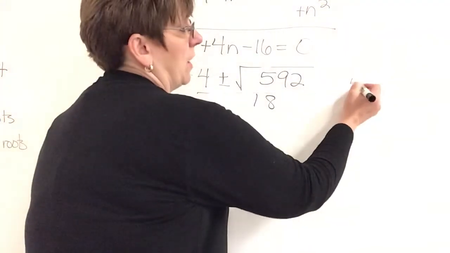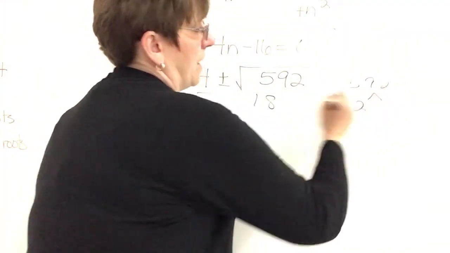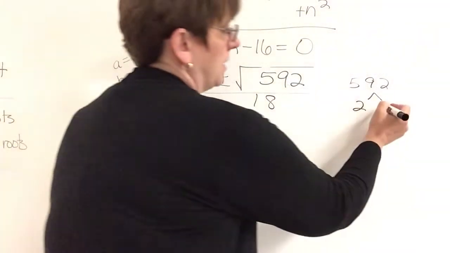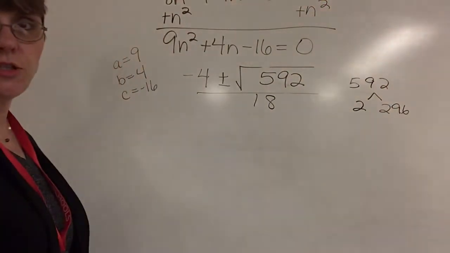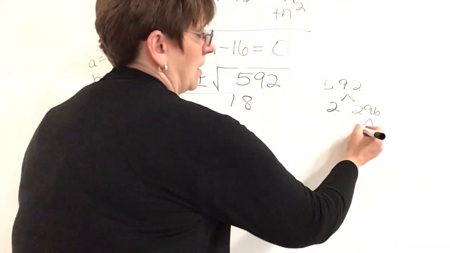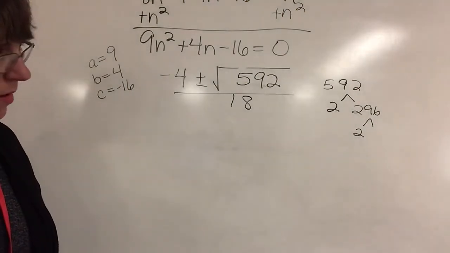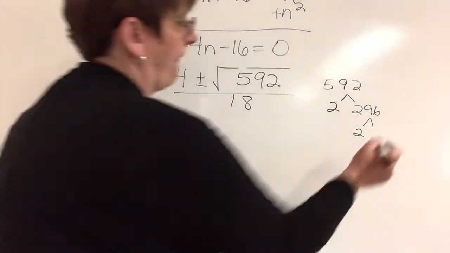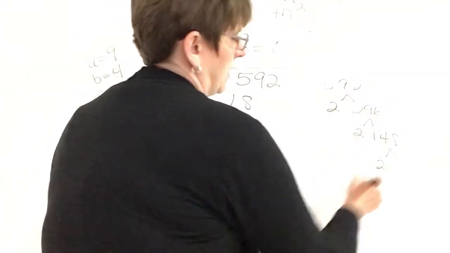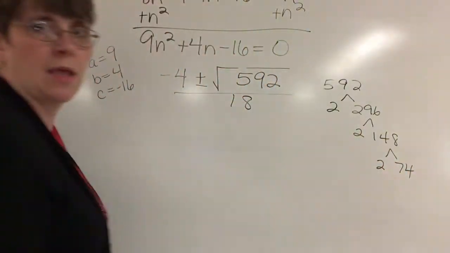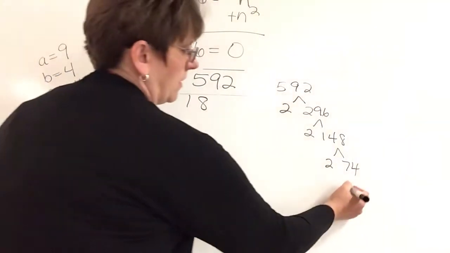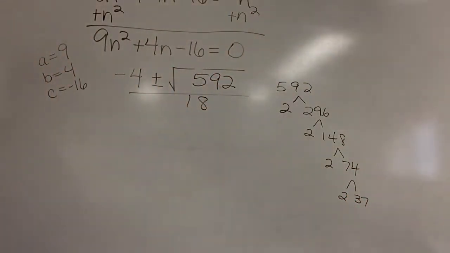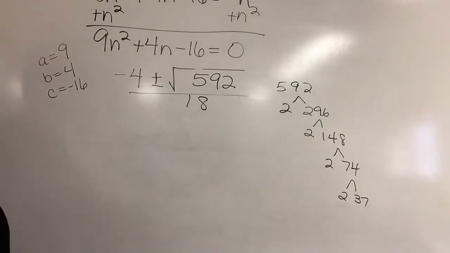So normally what I would do is I would find out my factors of 592. I know it's even, so 2 has to go in there, and 2 goes in there 296 times. Well, 296 is even. So I know 2 goes in there, and it should go in there 148 times, I believe. 148 is even. 74. 74 is even. And 37 is a prime number. I can't go any farther.